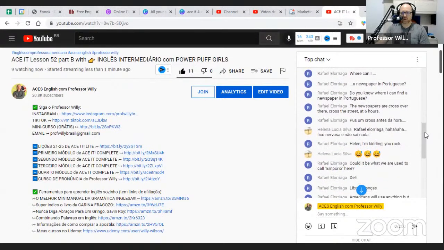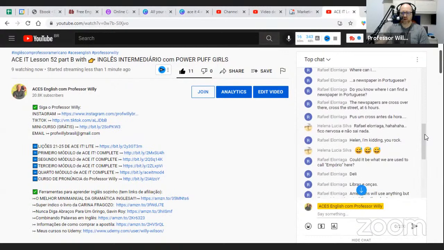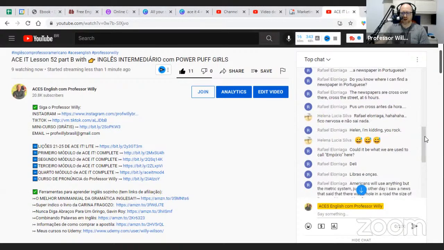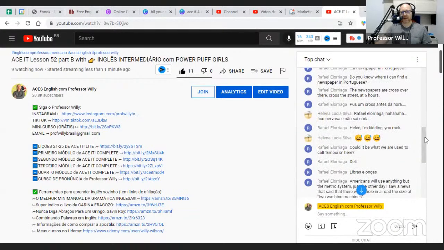Where can I find a newspaper in Portuguese? Do you know where I can find a newspaper in Portuguese? Very good. The newspapers are cross over there. So instead of cross, to cross is to go across. You would say the newspapers are across, and you wouldn't need over there. Like for here, you say cross the street.